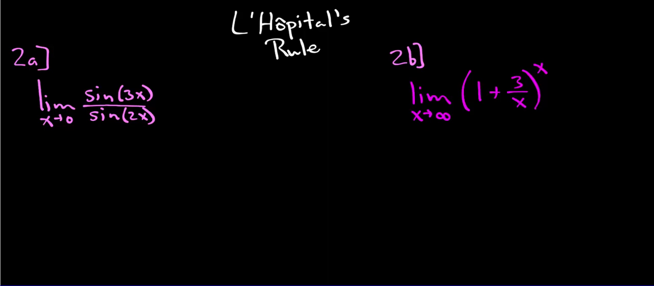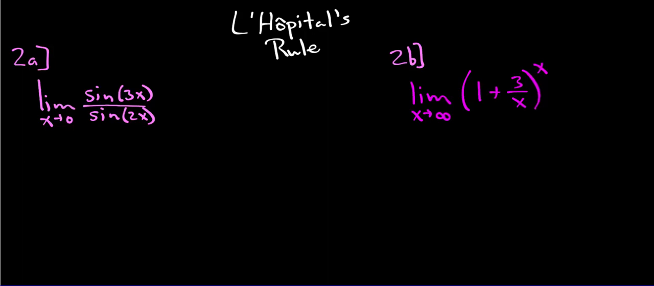Next, let's look at a couple of L'Hopital's rule problems. Here, this first one is 2a. Now, notice if we evaluate the limit of the top, we get 0. If we evaluate the limit of the bottom, we get 0. So we have this indeterminate case of 0 over 0.